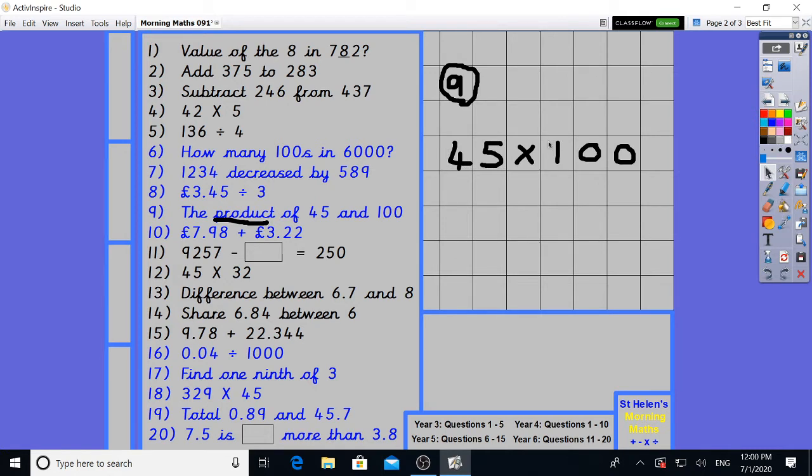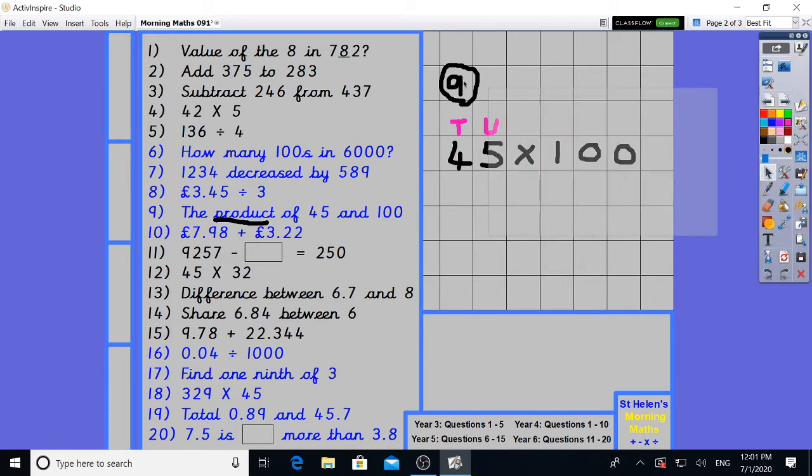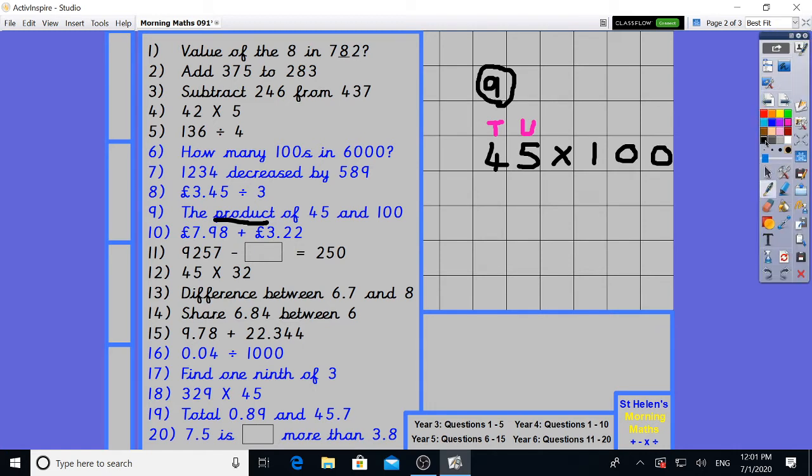I'm just going to take this 45 and make it 2 places bigger. So I'll do it in a different colour. 45 has units and tens at the moment. Times it by 100, it's going to get 2 places bigger. So drag the whole thing over because I'm going to go to the left because that's where things get big.